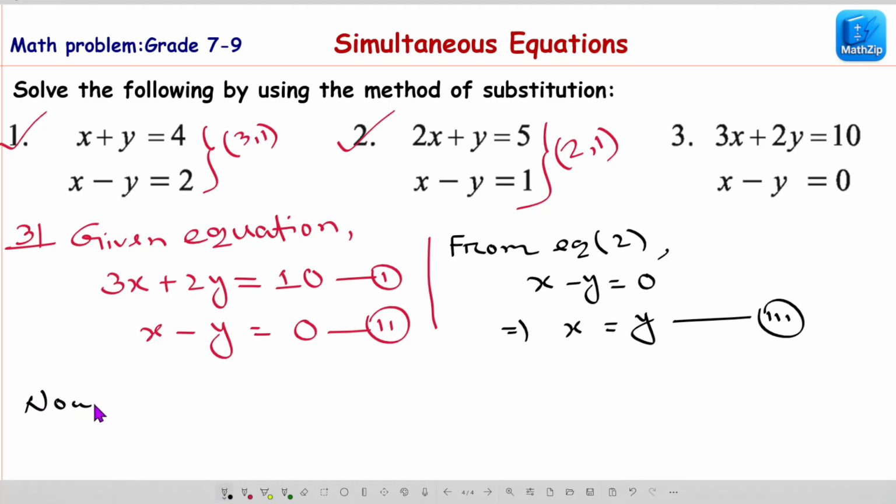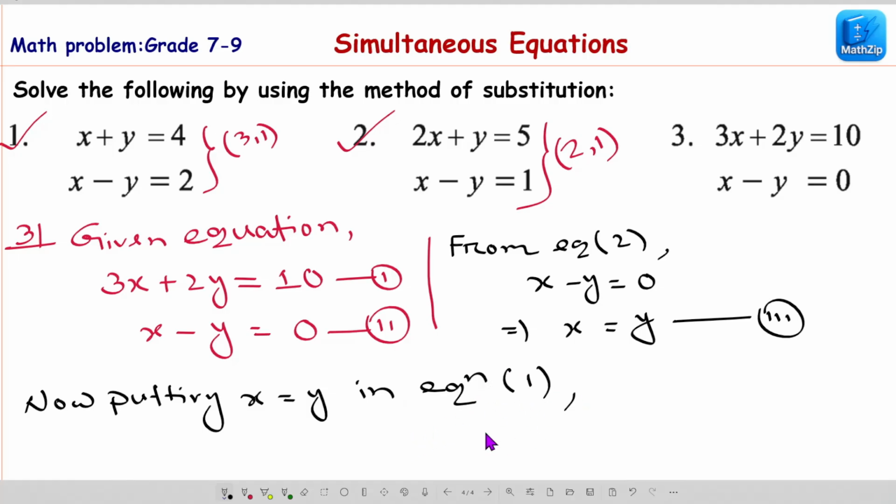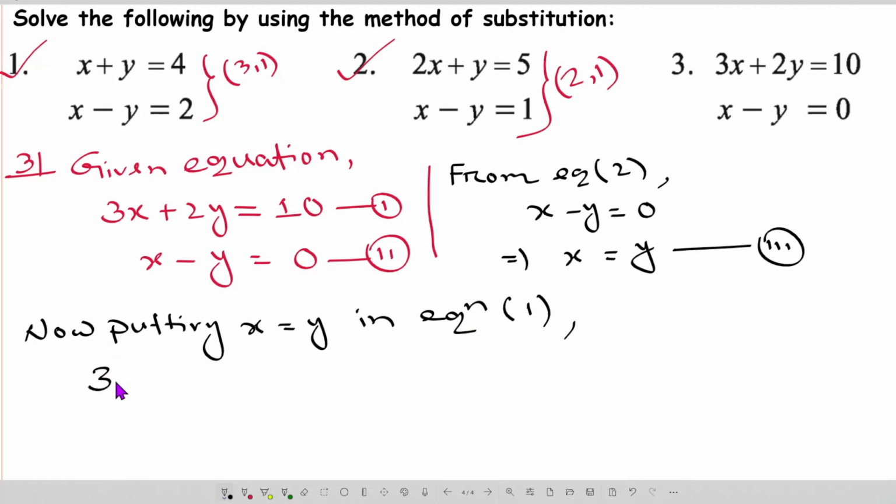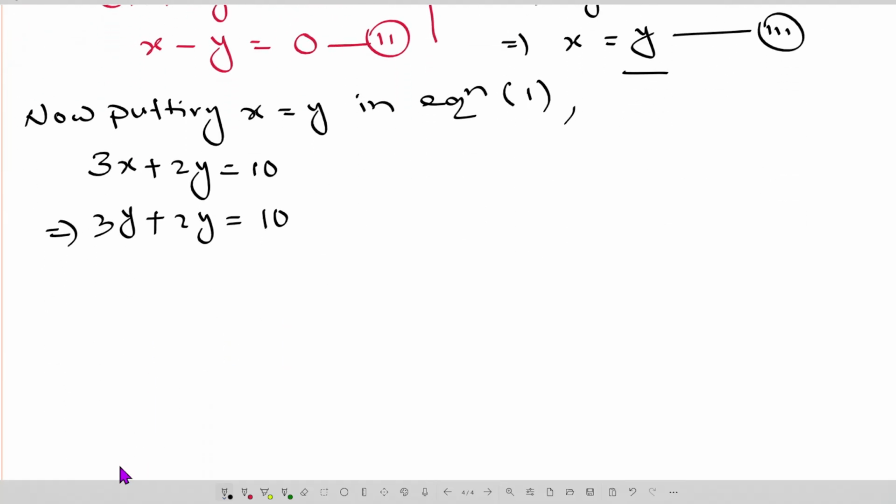Now putting x equals y in equation 1. So 3x plus 2y equals 10. 3x means 3y from equation 3, plus 2y equals 10, right? So 3y plus 2y is 5y equals 10. Now we can divide both sides by 5, so y equals 2.